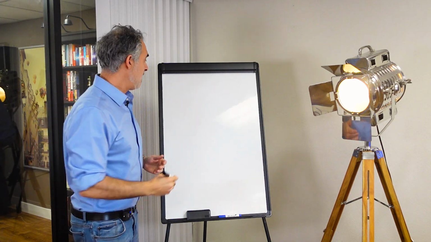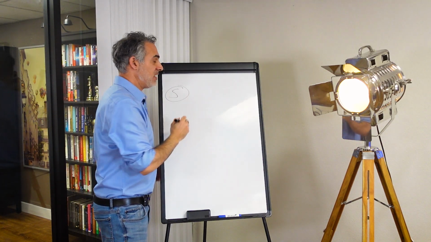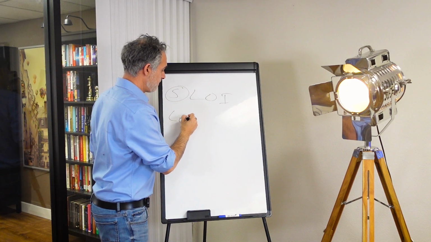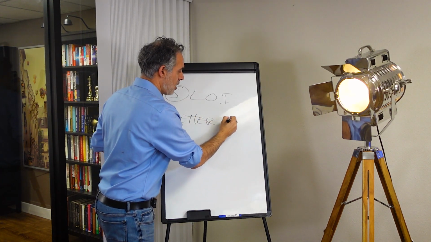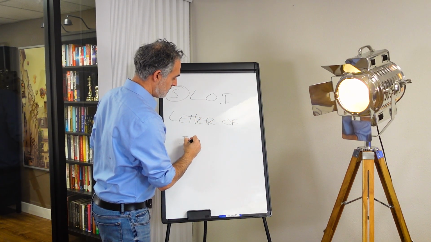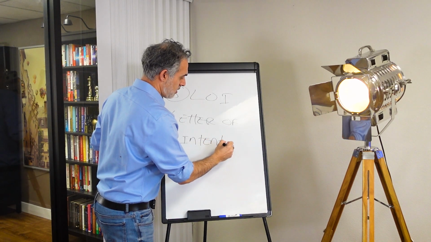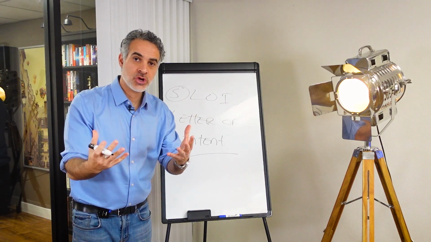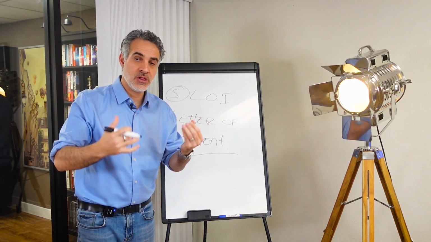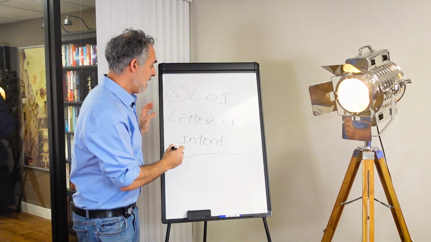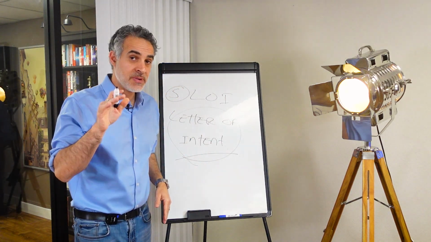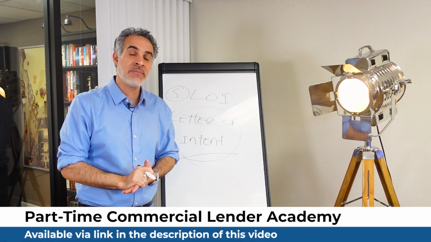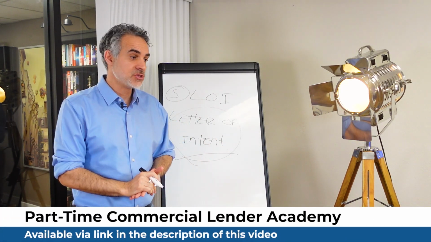number 5. And number 5 is my favorite. It's drafting the LOI, the letter of intent. Letter of intent, letter of interest. This is where I take the terms that we have discussed via email or on the phone, and I put it in my company letterhead, which is, by the way, available for you as a white label as part of the part-time Commercial Lender Academy, which is available in the description.